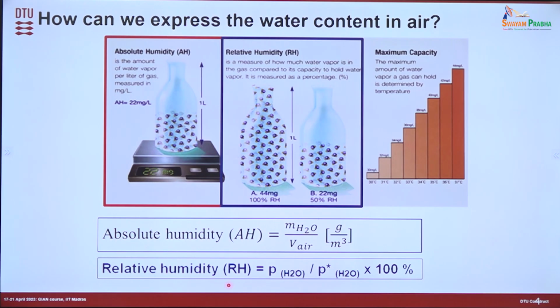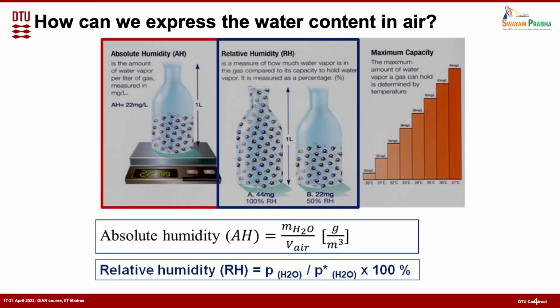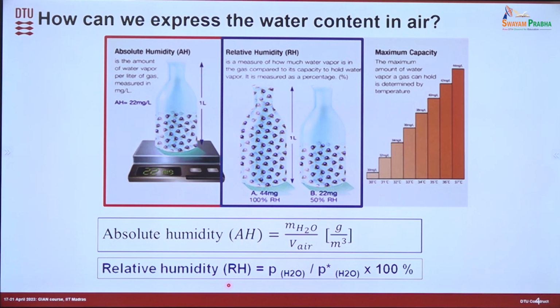So that is much more easy to understand. That means 50% relative humidity means that at that place there is 50% of the maximum water content that's possible. 50% of that is there in the air. That's what it means. But relative humidity also has a problem at the same time when you express it.